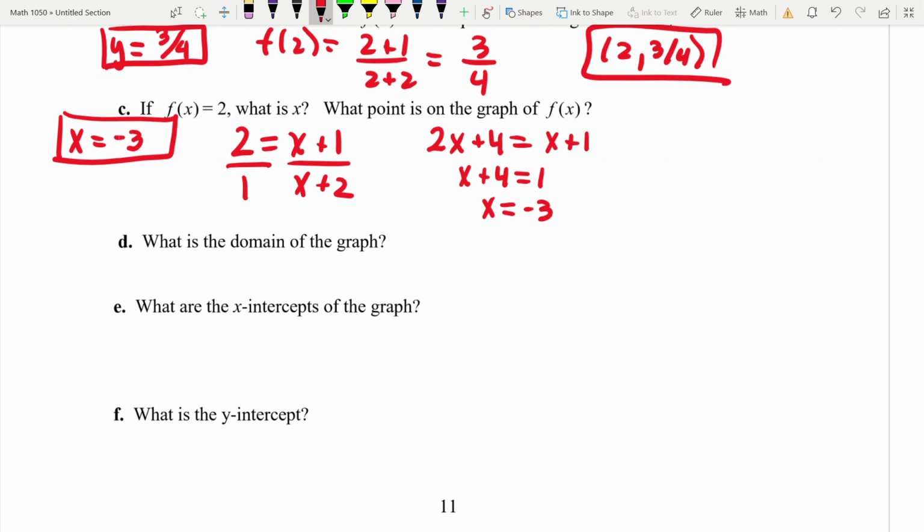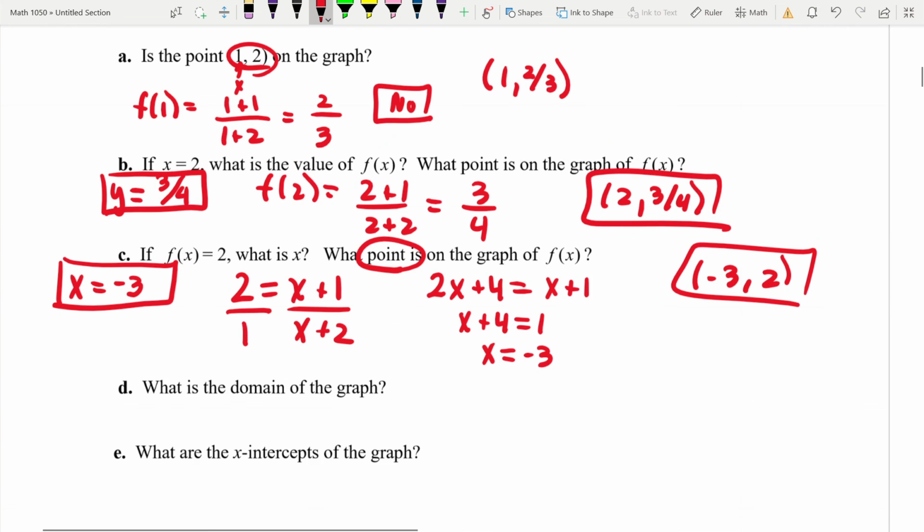Okay, read the second question. What point is on the graph? Now they want a point, right? So now you're going to say -3, 2. Yep, because they told me y was 2. So please read the questions, okay?